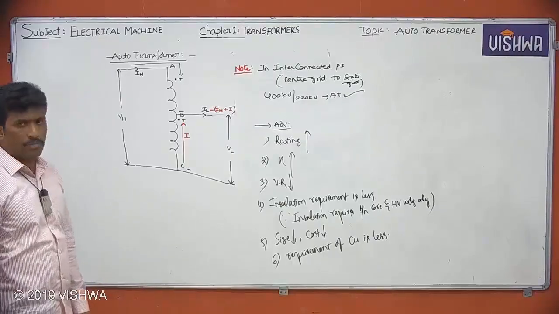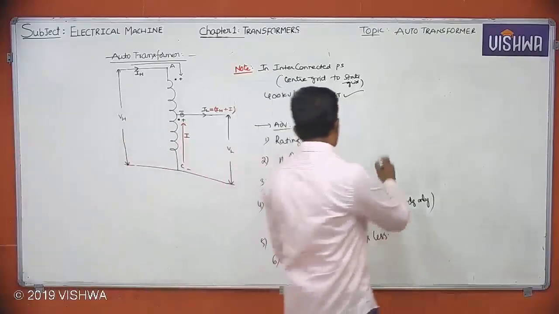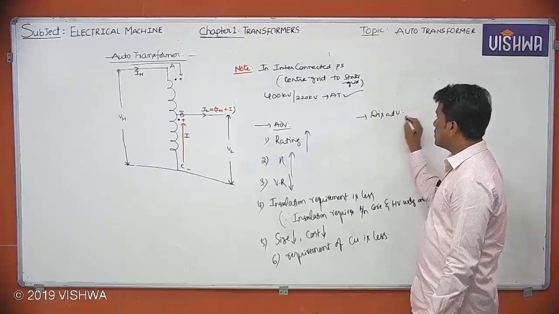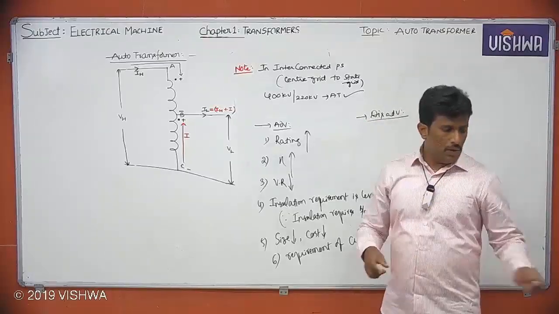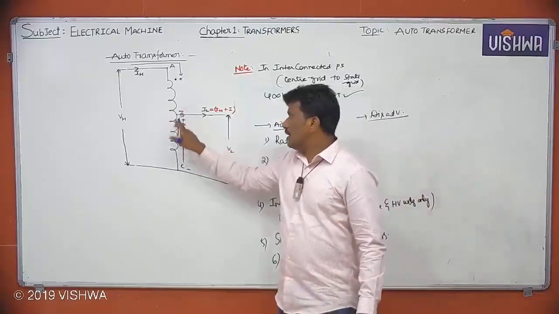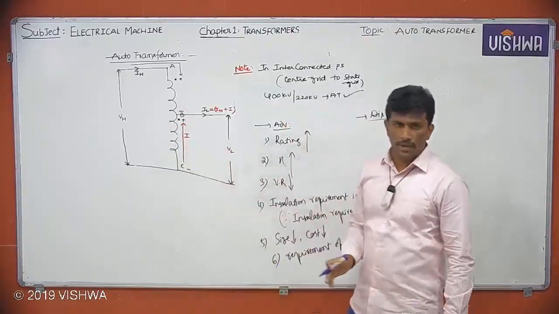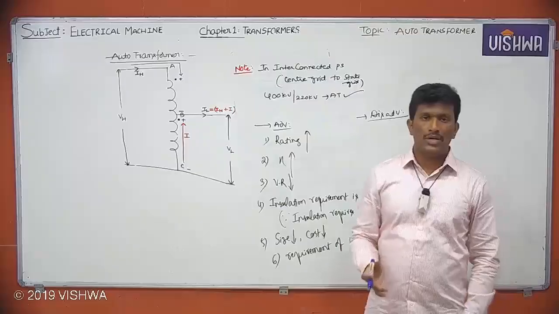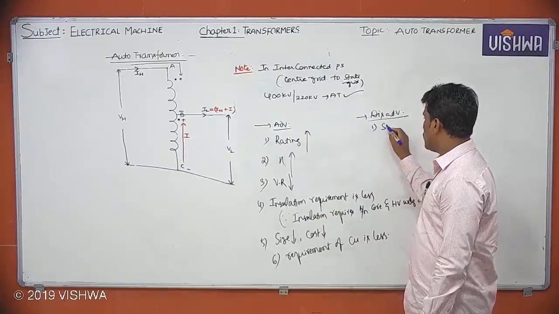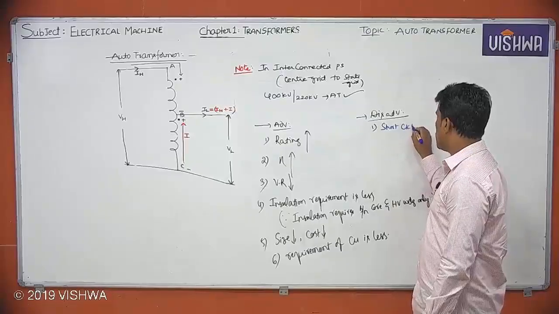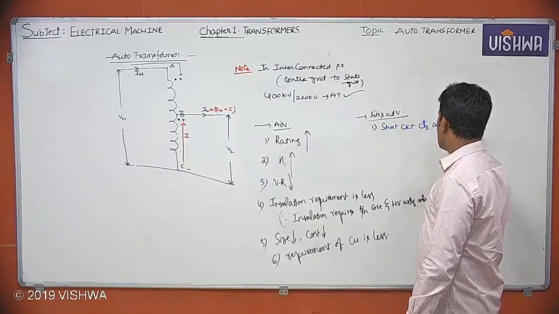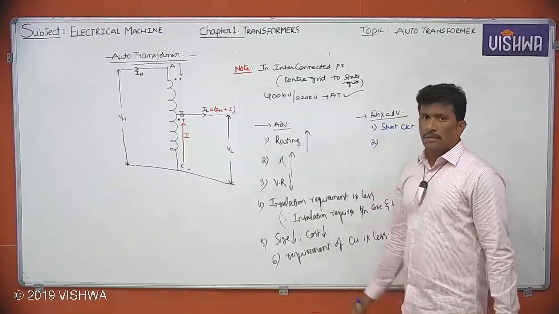Next, tell me, what is the disadvantage here? I already told you, because the series winding and the common winding are electrically connected, there are more short circuit currents here. So number one, short circuit currents are more.